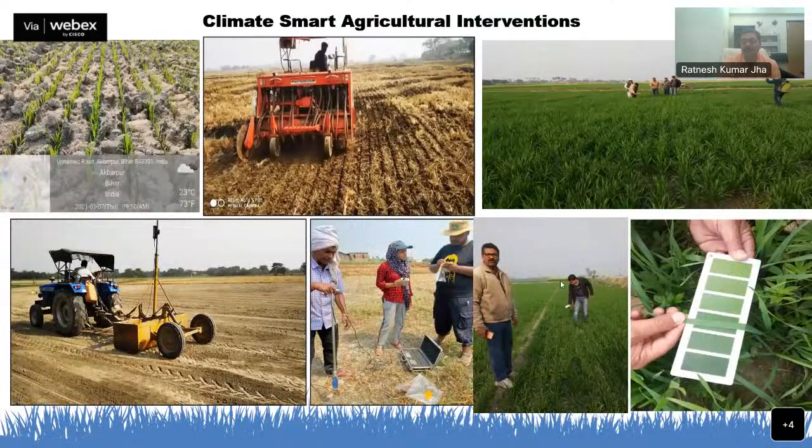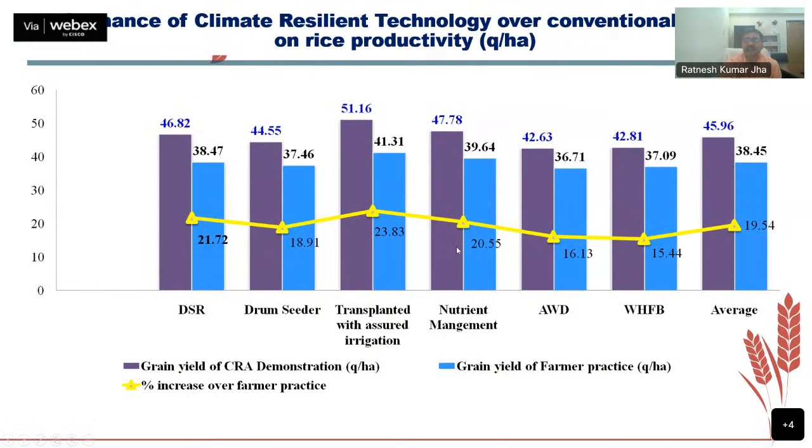Now these are photographs of our alternative farm. You see this farmer. This is our SRF doing the farmers and how they take soil moisture. This is a climate resilient farm. Different systems are there. This is DSR as compared to transplanted. This is drum seeder as compared to transplanted, with assured irrigation and without assured irrigation. And nutrient management, alternate wetting and drying, water harvesting, field bunding, every intervention we have put in one slide, and you see in each intervention we are receiving a higher yield.